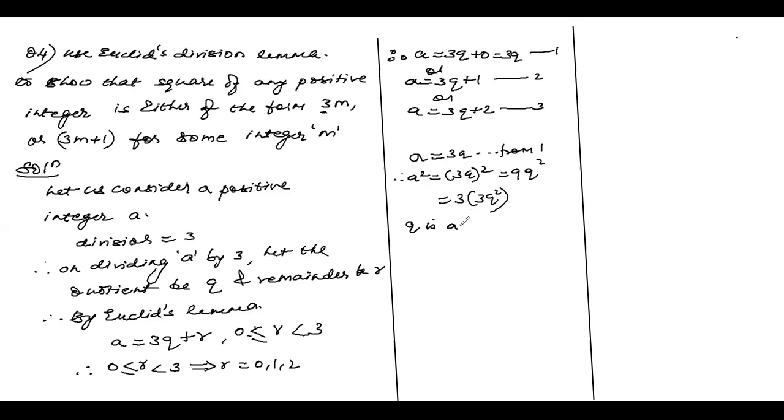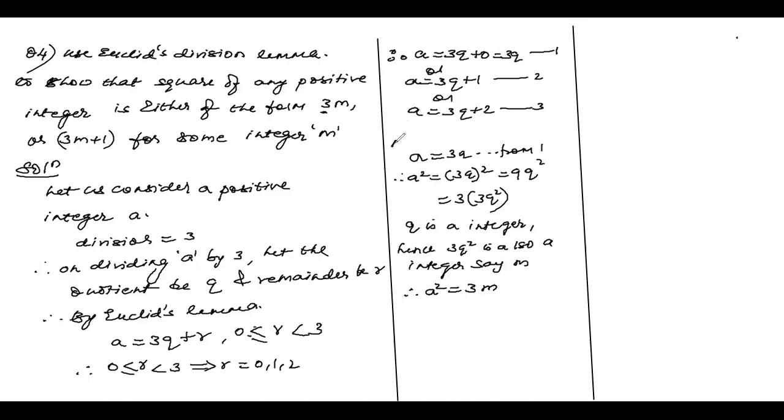Say on dividing A by 3, let the quotient be Q and remainder be R. So R is so much, but Q is the integer. Okay. Now Q is what? An integer. Q is an integer. Hence, 3Q square, 3 is an integer. Q square means Q into Q. 3Q square is also an integer. Say M. Therefore, can I say A square equal 3M?